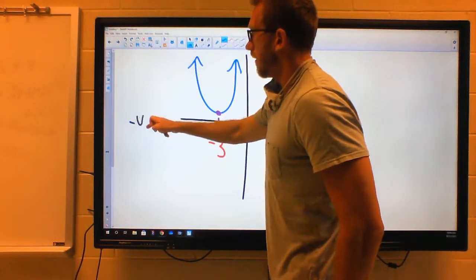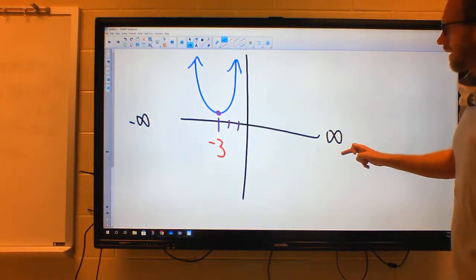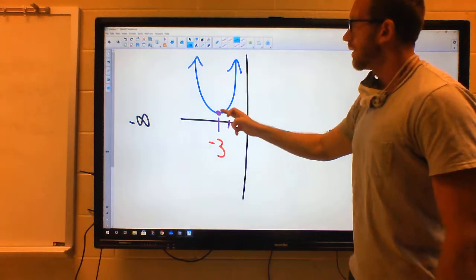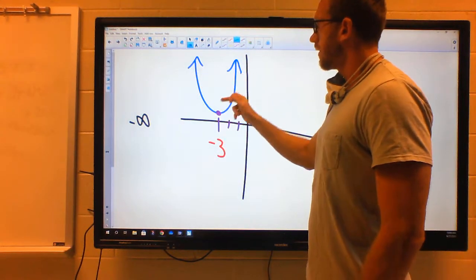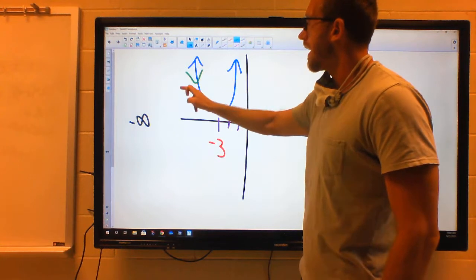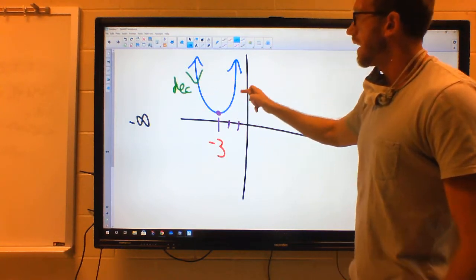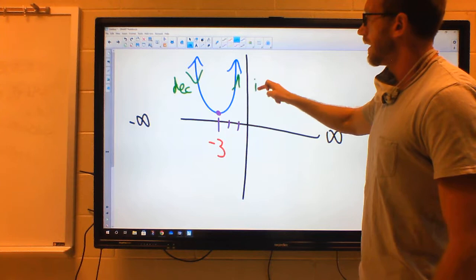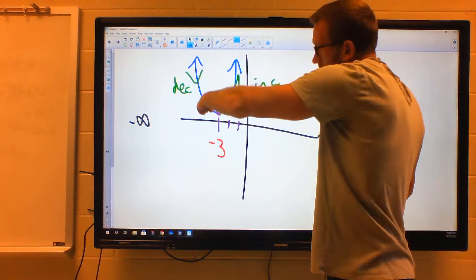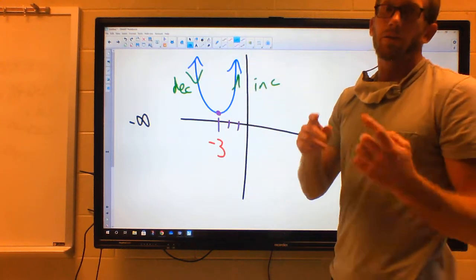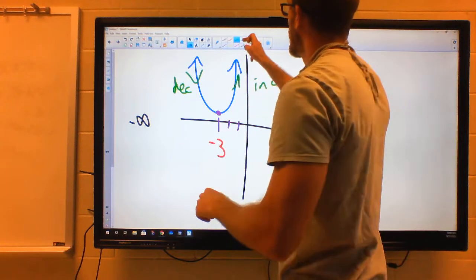Again, here's negative infinity on the left, here's positive infinity on the right, and all we need to do is decide which side is increasing and which side is decreasing. Well, this is going down, so that's decreasing, it's got a negative slope. This is going up, that's increasing. This goes down to the right, this goes up to the right.